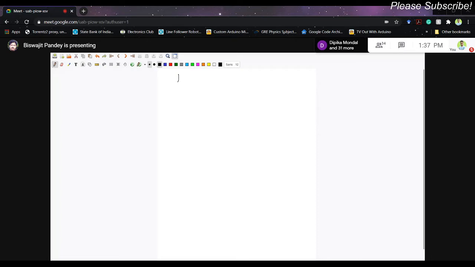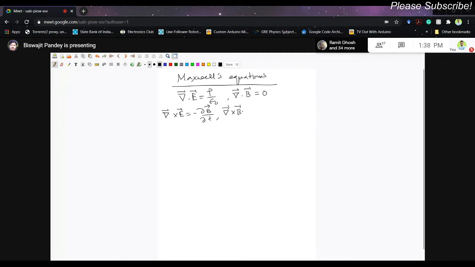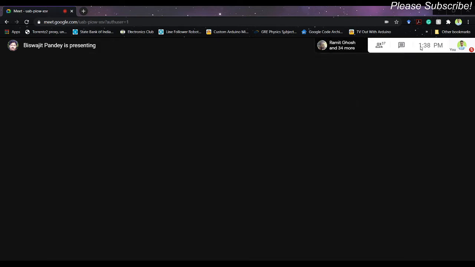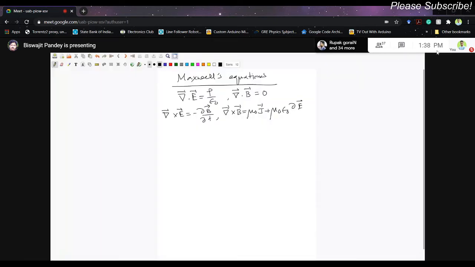If you write down Maxwell's equations, so the Maxwell's equations are: divergence of E is rho over epsilon naught, divergence of B is 0, curl of E, this is Faraday's law, and the modified Ampere's law. So there are two different kinds of source here.